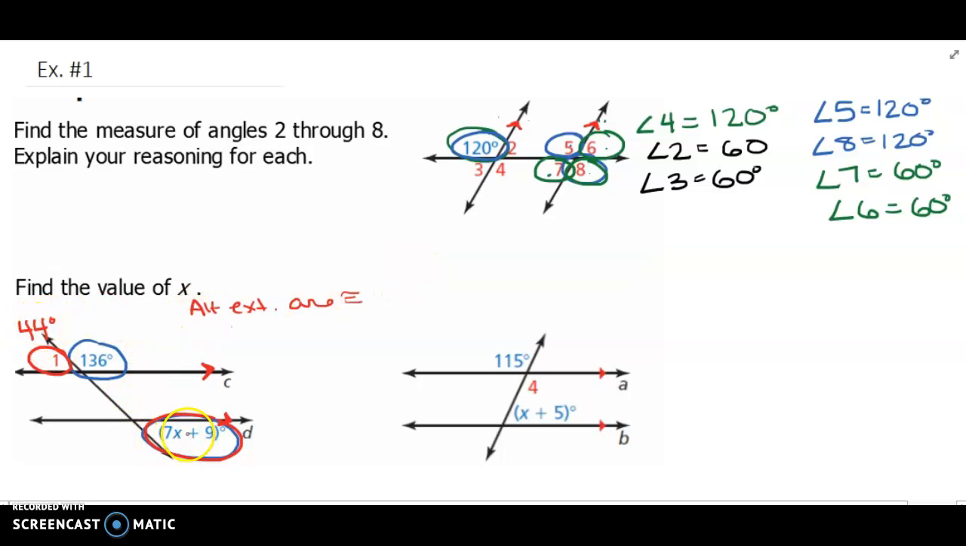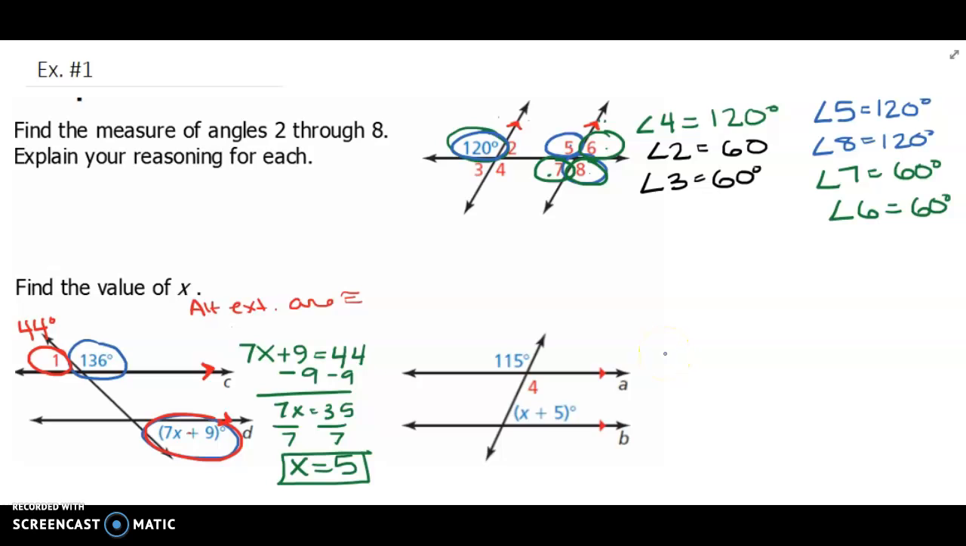So now we know that the two red angles are congruent, and therefore I can set up an algebraic equation: 7x plus 9 equals 44. Now it's just algebra. So 7x equals 35. Divide by 7, I get x equals 5.